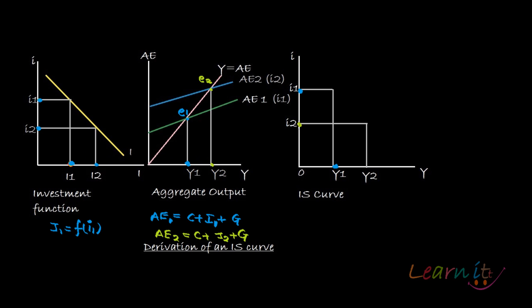So I2 generates this Y2. When I say generate, it means that indirectly, when interest rates have fallen, investment has increased, expenditure has increased, and hence output has increased. So connecting these two points, one point is this I1 Y1 coordinate, another is this I2 Y2 coordinate. Connecting these two points will fetch you IS curve like this. Clear? So this is the derivation of IS curve.